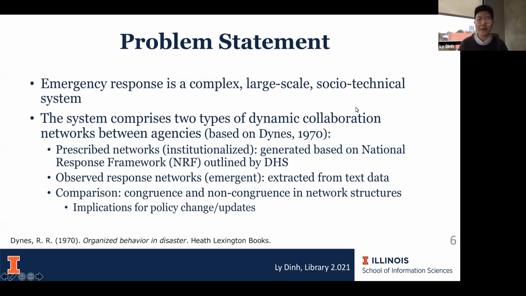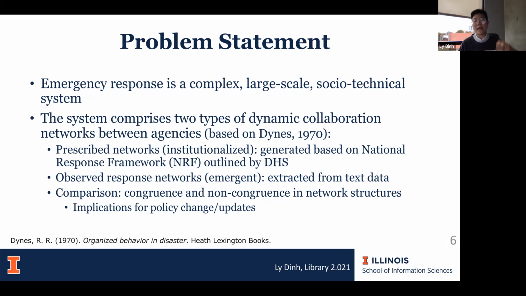Great, so problem statement. As we all know, either as librarians or information scientists, or the public, emergency response is a very complex, large-scale socio-technical system. In my definition, the system comprises 2 types of dynamic collaborations between agencies. If we want to see what this kind of network and system is like, we have 2 main kinds. The first one would be prescribed or institutionalized networks. This is based on a pretty well-known theory by Dynes in 1970. And this is institutionalized networks.